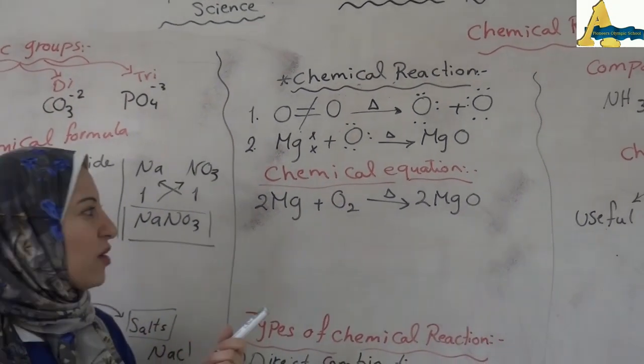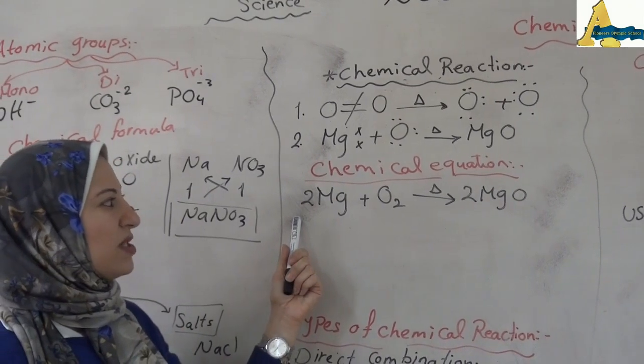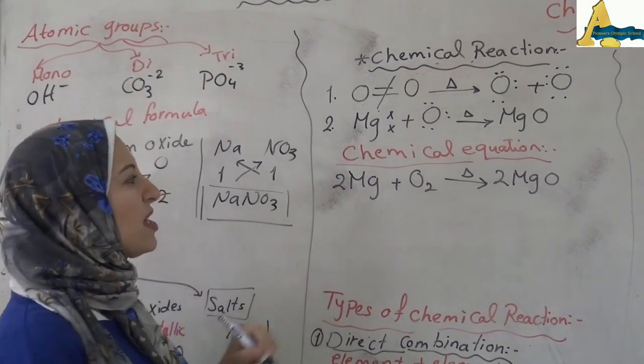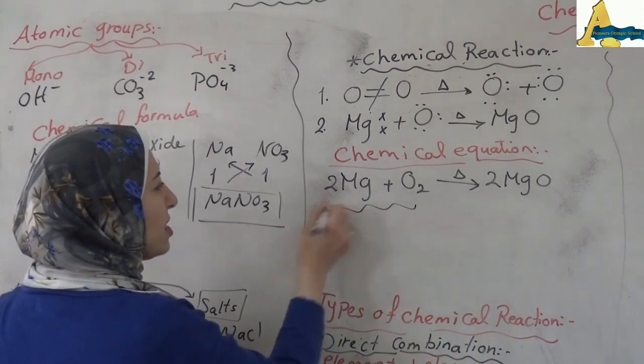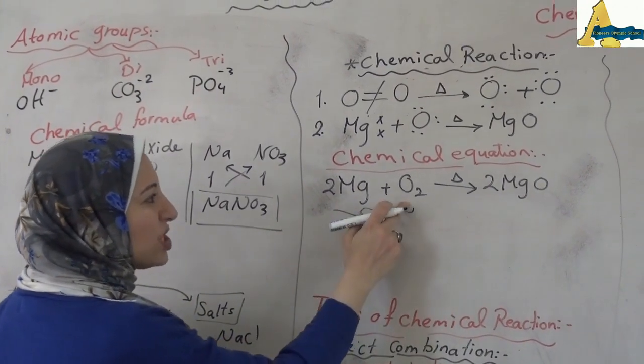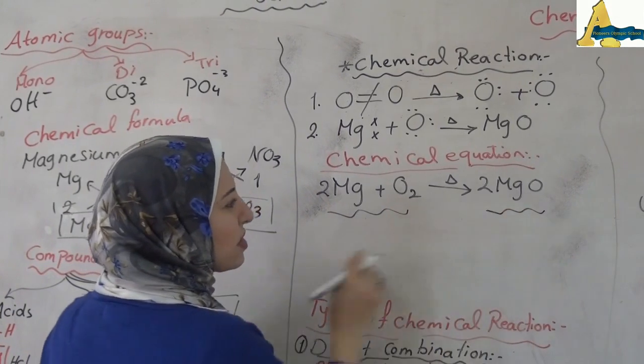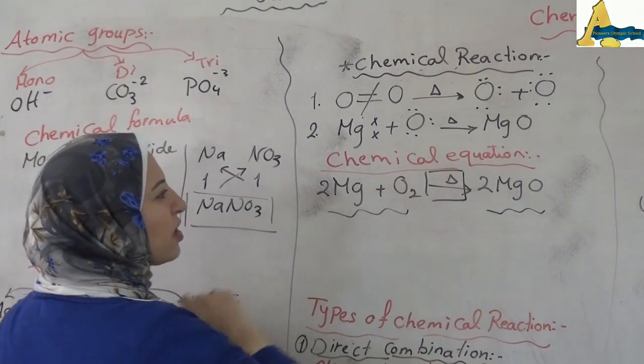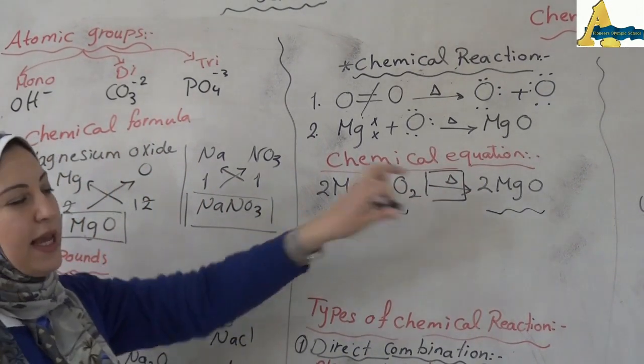The second part, the chemical equation. How to write a chemical equation? We said that it is a set of symbols and chemical formulas that shows us the reactant molecules, here magnesium and oxygen, the product molecules, which is magnesium oxide that resulted from the reaction, and it also shows me the condition of the reaction, which is heat.